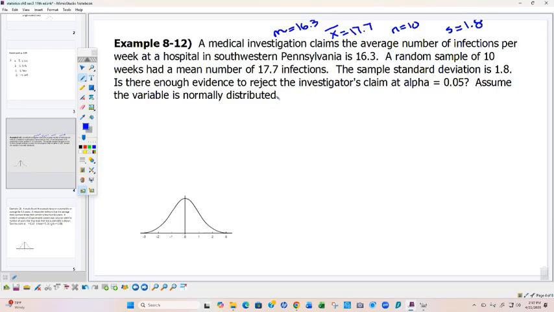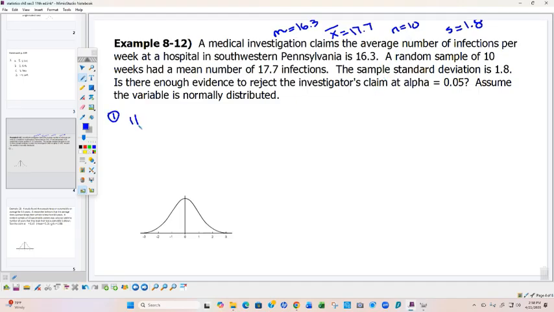We are doing a hypothesis test for our means, okay? The key is our sample size. Our sample size is less than 30. And remember, when the sample size is less than 30, we're going to be using the t-distribution. So we'll pull that chart up in just a second. Let's start with step 1.